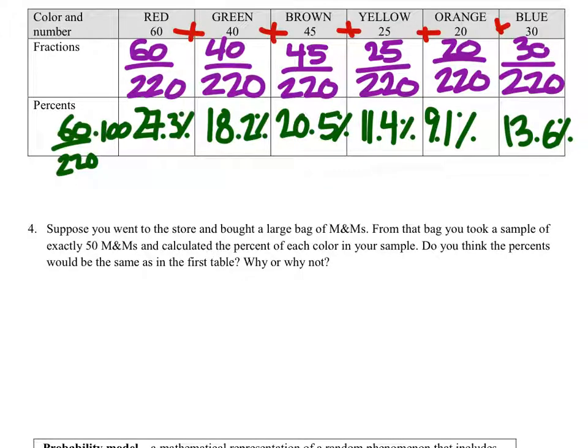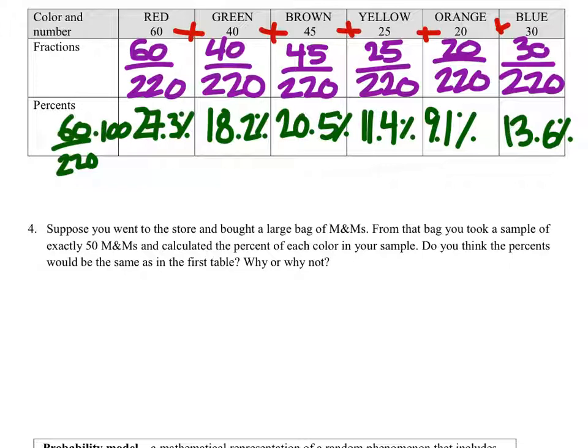Number 4, suppose you went to the store and bought a large bag of M&Ms. From that bag, you took a sample of exactly 50 M&Ms and calculated the percent of each color in your sample. Do you think the percents would be the same as in the first table? Why or why not? Well, we need to expand on some of those, okay?